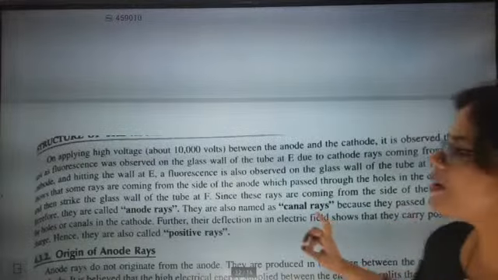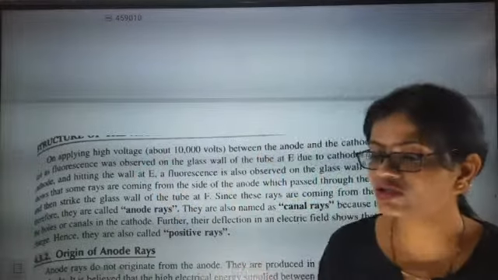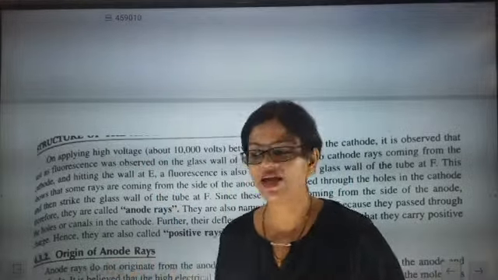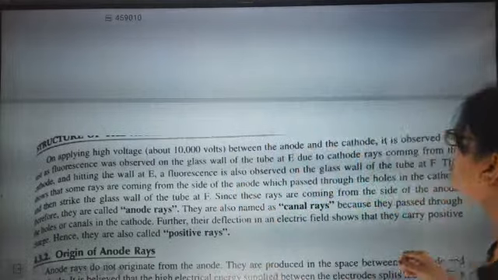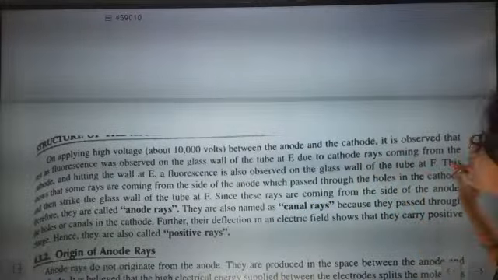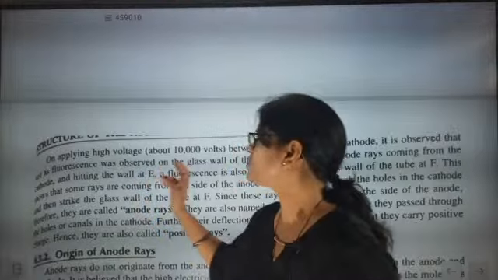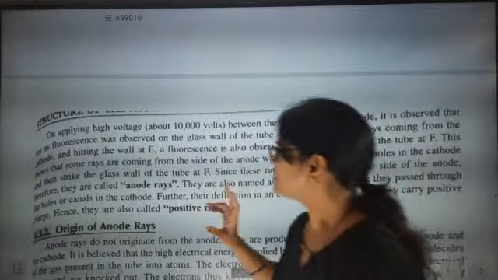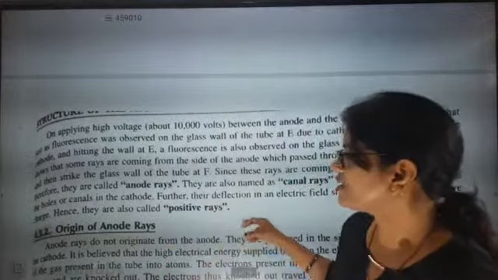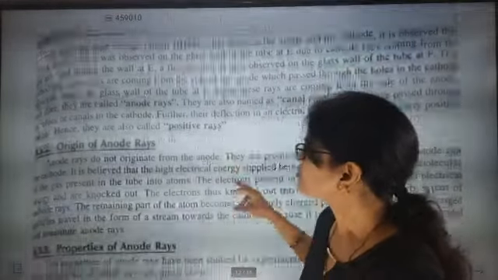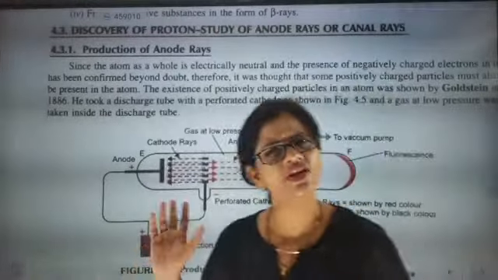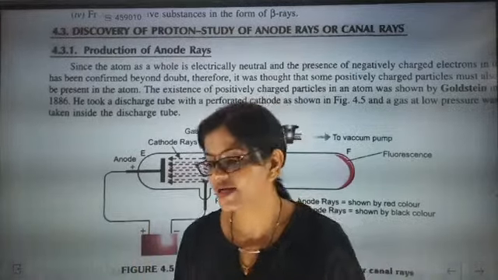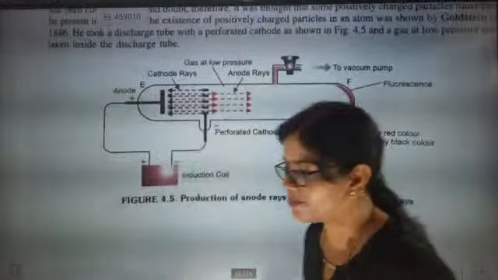We are going to understand it now on applying high voltage. In the discharge tube we applied high voltage. Between anode and cathode, fluorescence was observed on the glass wall of the tube. So here we are talking about the cathode ray experiment. When we did the cathode ray experiment, at that time we saw that cathode rays were emitting.